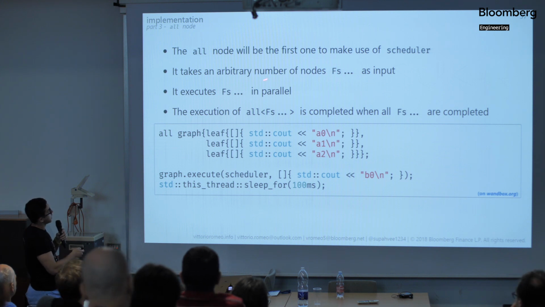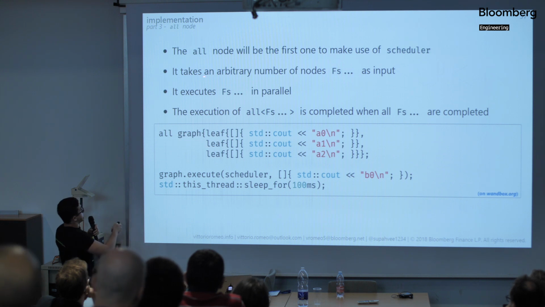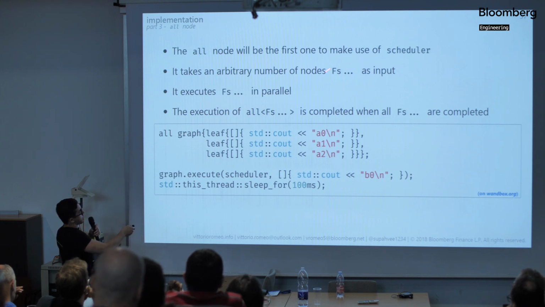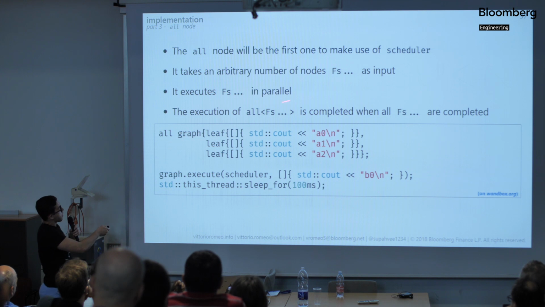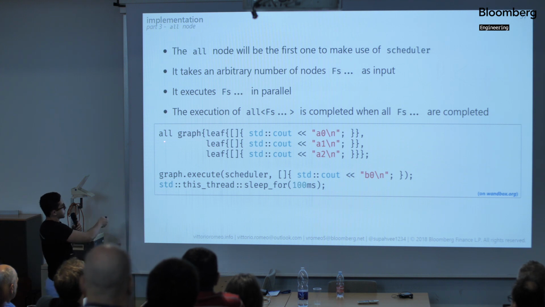So this is the all node, and it will be the first one to make use of the scheduler. This will be a little bit more interesting. It takes an arbitrary number of nodes, Fs, as input. It executes them in parallel, and the execution of the node is completed when all the children are completed. So you can write something like this.